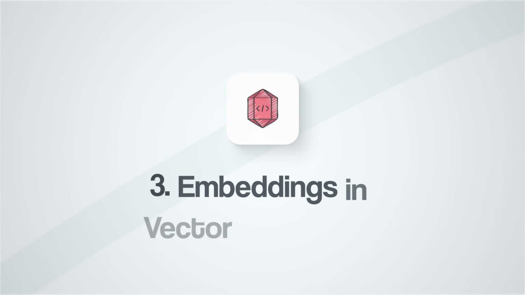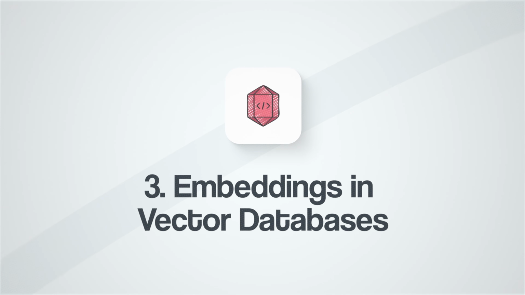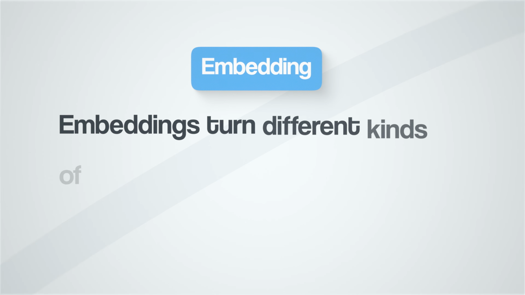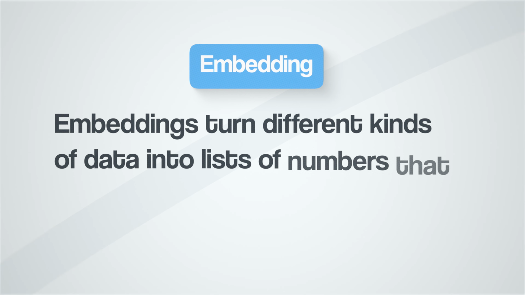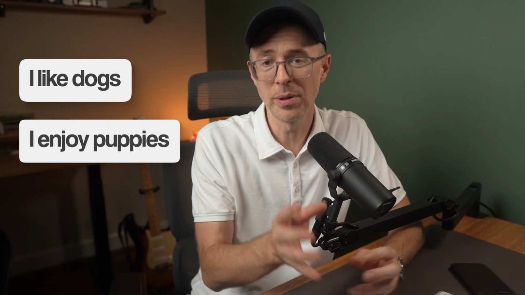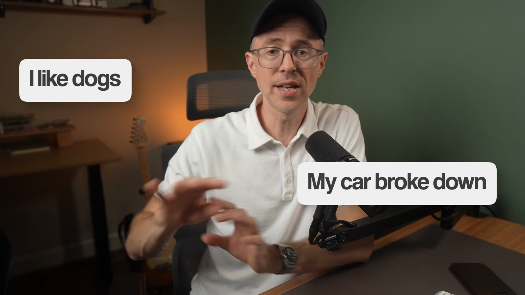Number three is embeddings in vector databases. So embeddings turn different kinds of data into lists of numbers that capture meaning. Think of it this way. Every word, sentence, or image gets a set of coordinates, a list of numbers. And similar ideas land close together, like "I like dogs" and "I enjoy puppies." But unrelated ones, like "I like dogs" and "my car broke down," end up far apart.